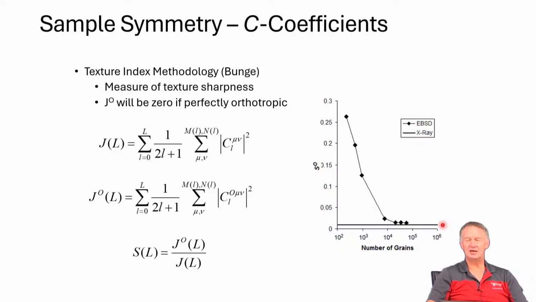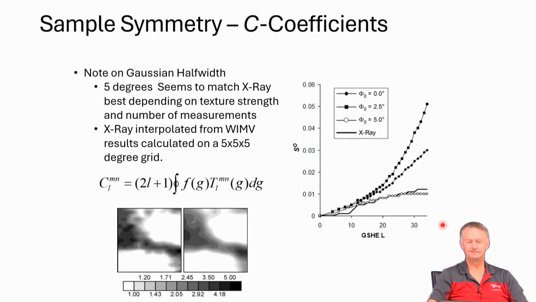So all of these data I'm showing you tend to point to the same answer, right? So if you say, how many grains do I need to represent my texture? If you have about a 3-4 times random, so a relatively modest texture value, you want about 10,000 grains. Okay.